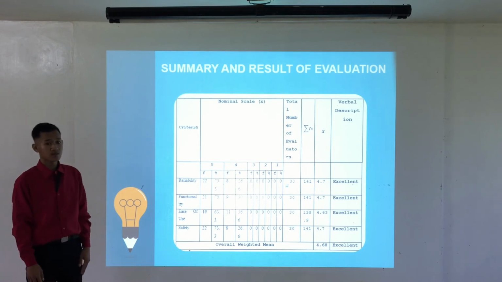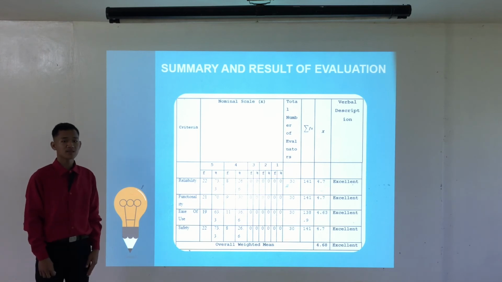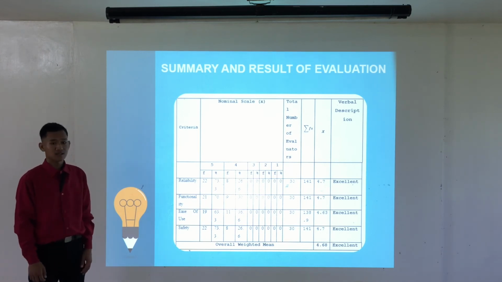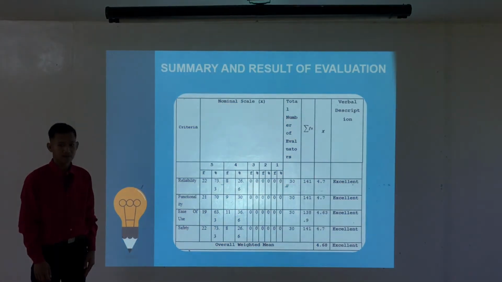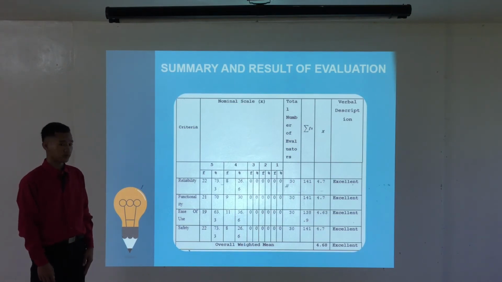So the fish pond water level management system got a computed mean of 4.3, which means that the system is reliable to use. And in terms of functionality, the system got a computed mean of 4.7, which means the project functions based on the desired output.